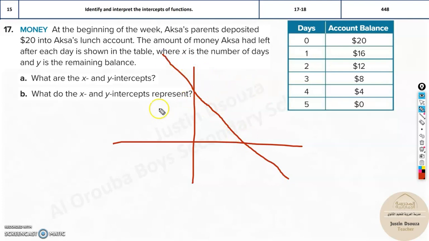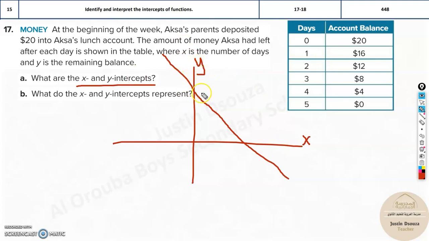What can you understand from here? Y, X. Take a minute and think what is the X intercept and the Y intercept. I hope you have thought about it. You can pause the video and think. These two values have to do something with the X and the Y. But what exactly does it have to do?